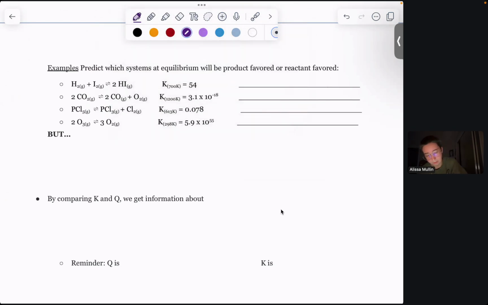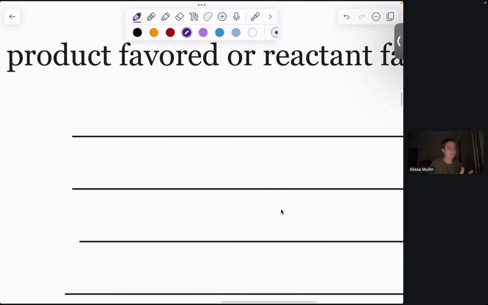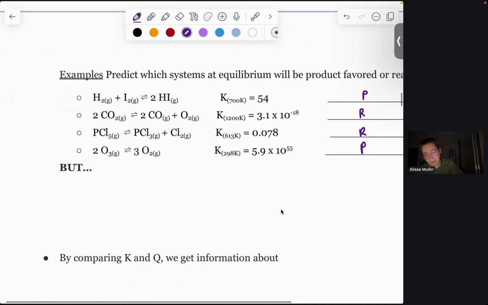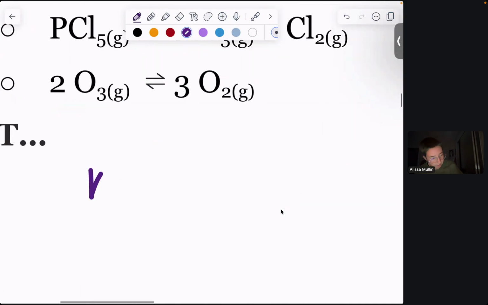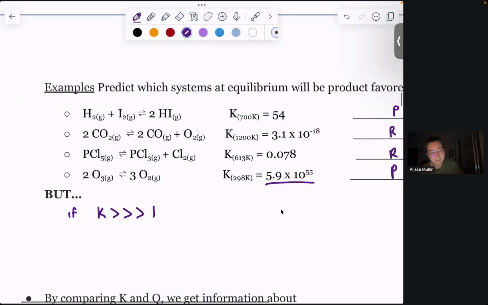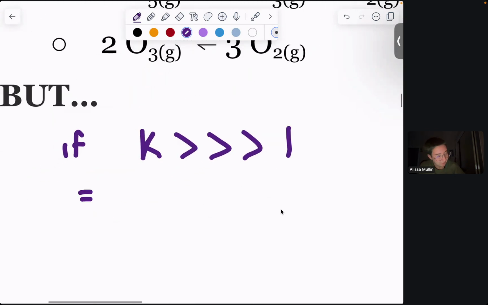And hopefully you are able to tell me that this one is product favored, right? A big number. This one is reactant favored, this one is reactant favored, and this one is product favored. I do want to point out, if K is ridiculously large or ridiculously small, like this one, times 10 to the 55, that's product favored, but it's really product favored. What that's telling you is there's basically no reactants, right?